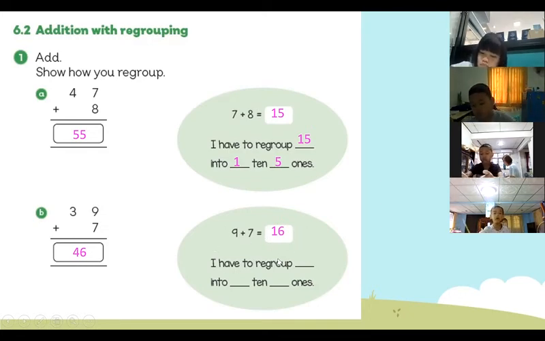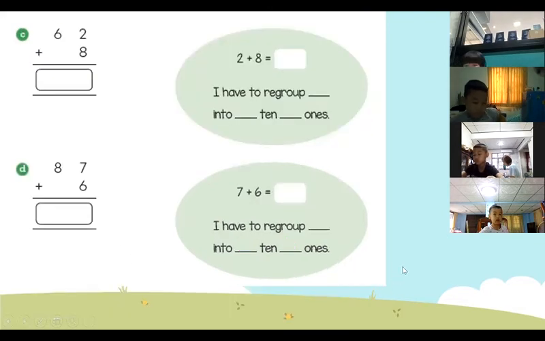9 + 7 = 16. So we have to regroup 16. And 16 is made up of how many tens? We have 1 ten and 6 ones. So we put our 6 below the ones and carry our 10 over on top of the 3, which makes 46. Do you understand, students? Yes. Okay, let's do our next one. Let's do C and D.